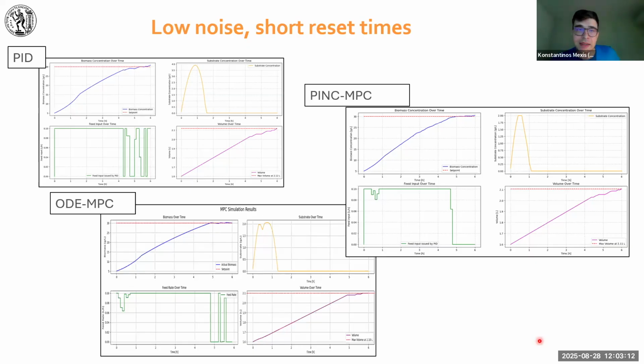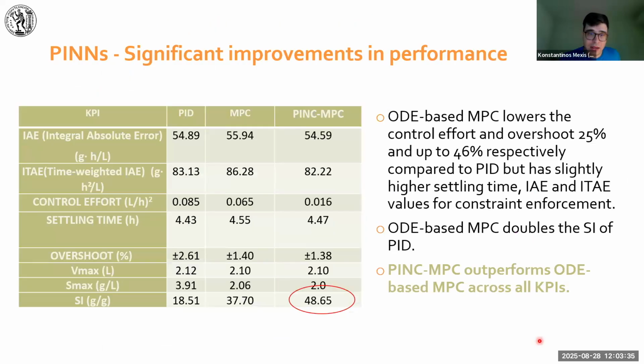PINN-based MPC, where the PINN is a form of PINN but made with adjustments in order to be used in a control setting, delivers the smoothest and most accurate control. Biomass closely follows the set point, substrate concentration is well managed, and the feed input is stable. Here's a table of the results of this experiment. ODE-based MPC lowers the control effort, and in general, PINN MPC outperforms ODE-based MPC across all defined KPIs.